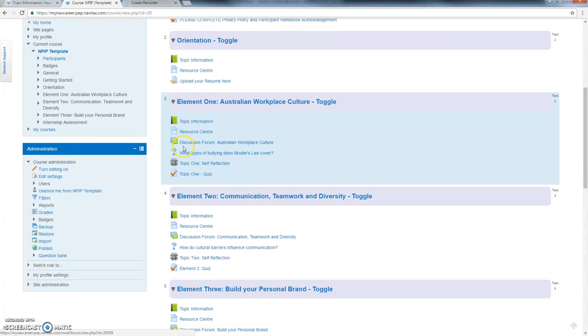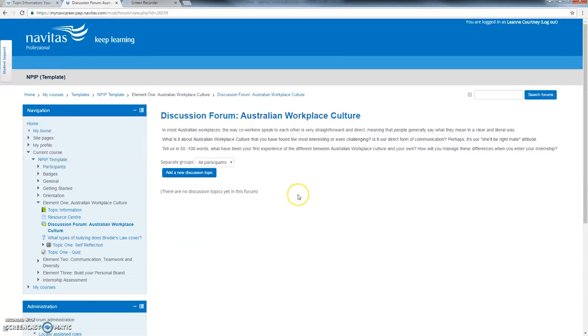Once they've done the choice question, then they have to do the discussion forum. So a discussion forum is, again, an activity. They have to respond. In this case, they have to talk about what it is about Australian workplace culture that they find interesting or challenging, and tell us in 50 to 100 words what their first experience is and how they'll manage the differences in the Australian workplace.